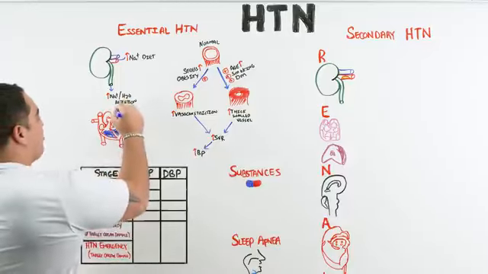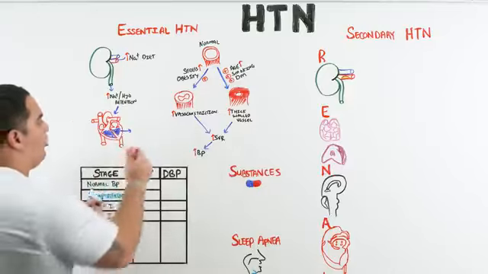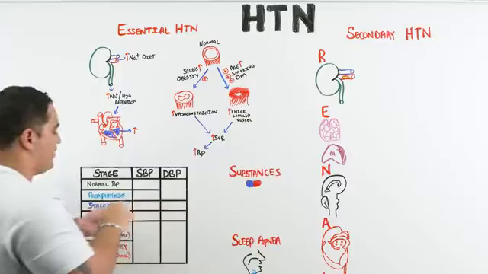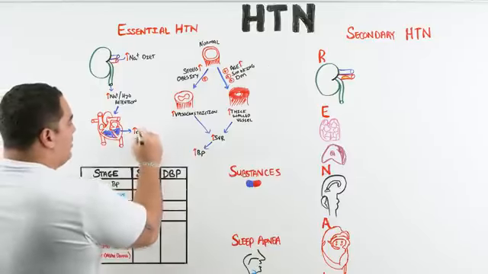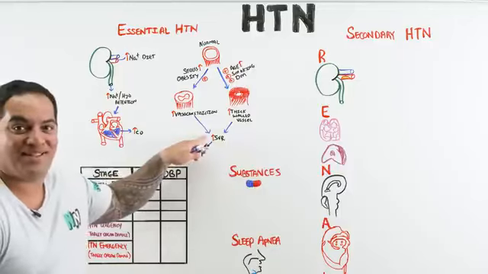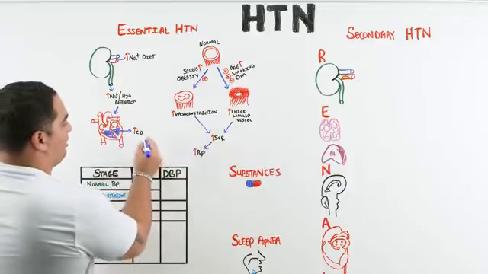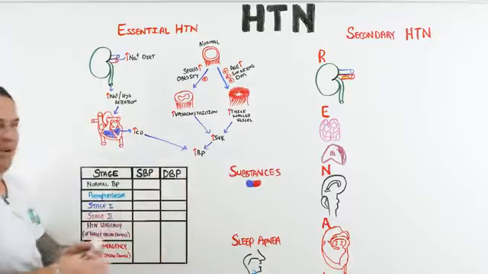If you increase your preload and your stroke volume, you're going to increase your cardiac output. And whenever you increase your cardiac output, what's the formula that we should actually remember? Blood pressure is equal to cardiac output times systemic vascular resistance. So if you increase cardiac output a little bit, what are you going to do to your blood pressure? You're going to increase your blood pressure.